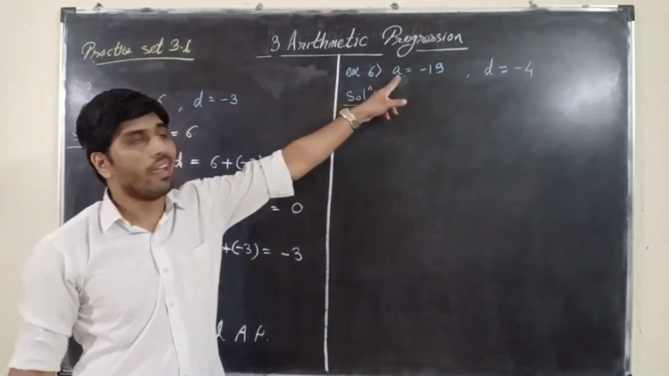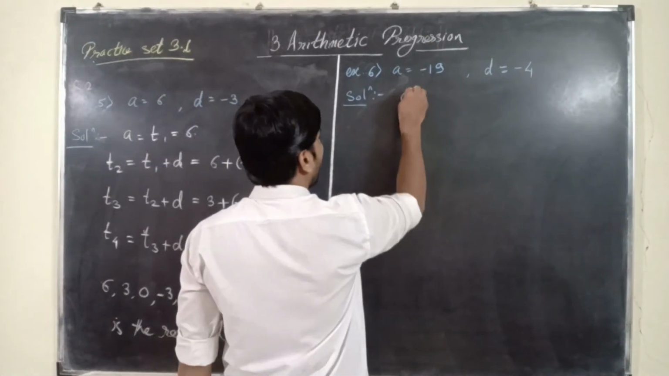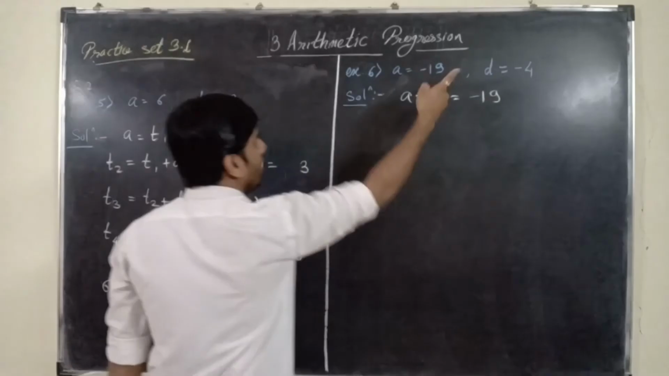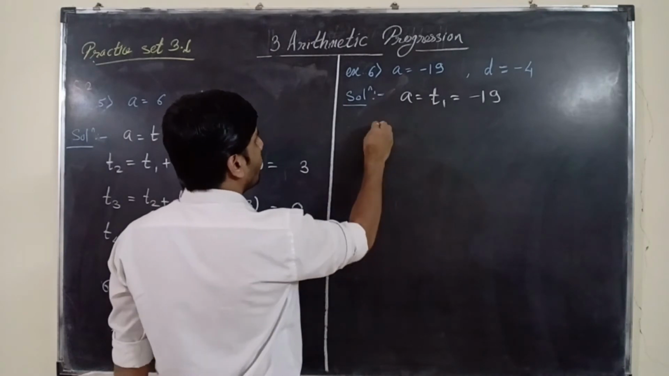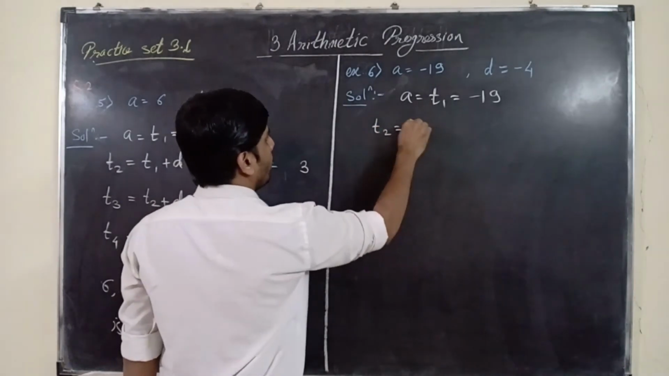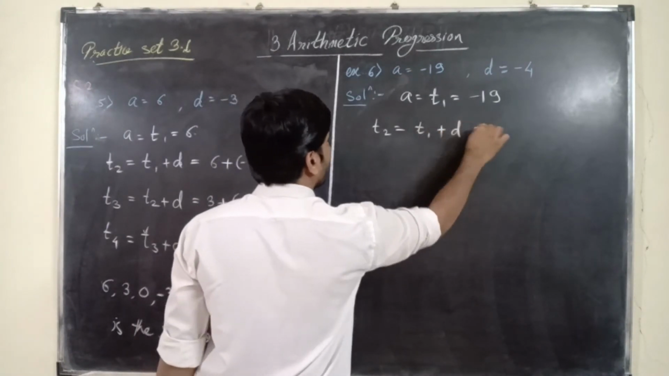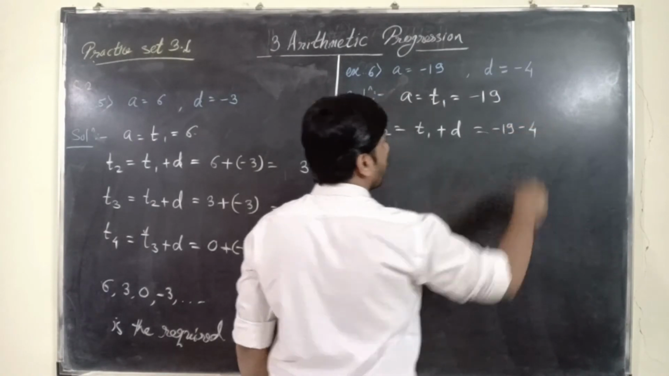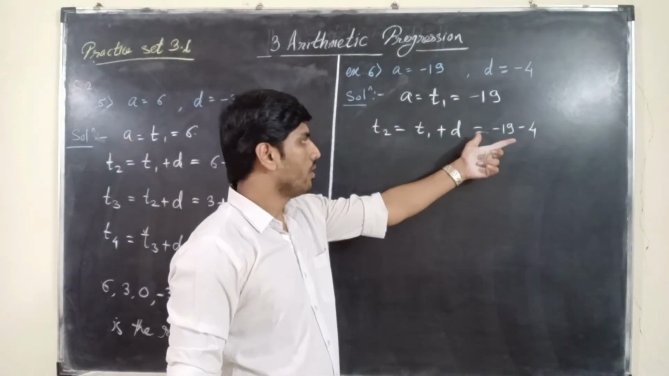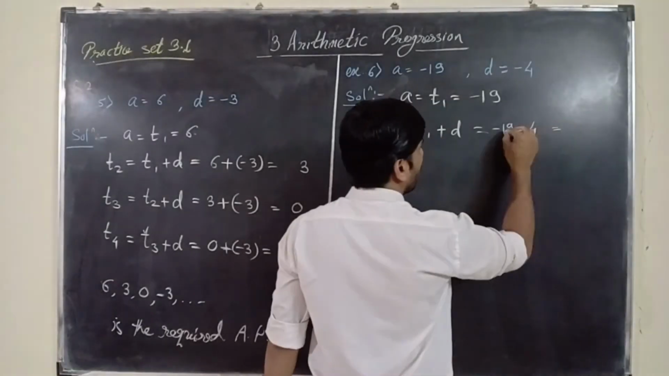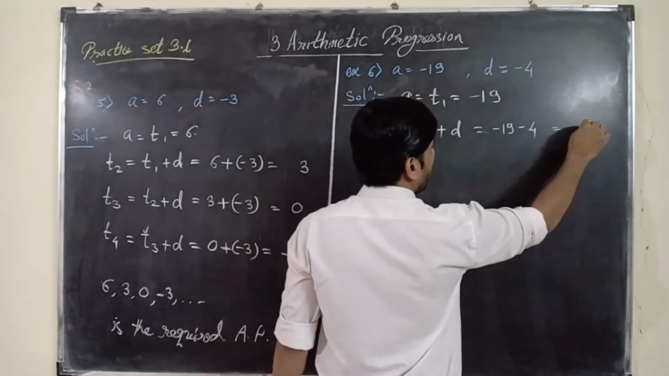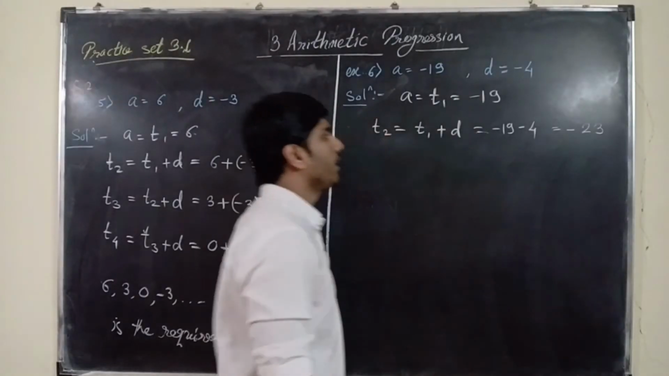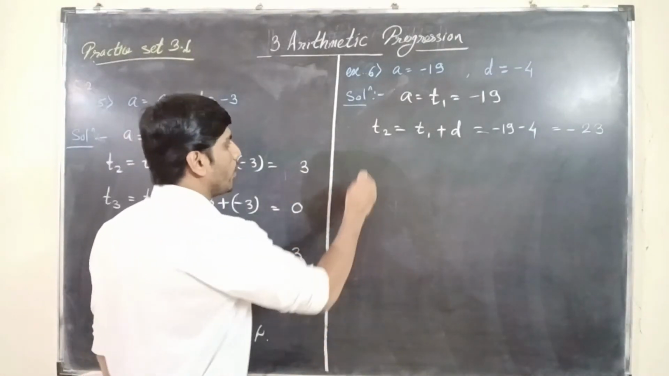Now again here A, which is also called as first term, so we will write A is equal to T1, which is equal to negative 19. Common difference is given, that is negative 4. Now we will find T2. We will add common difference in its previous term. So T1 is negative 19 and common difference is negative 4. Here signs are same, so addition will take place. 19 plus 4 will become 23 and greater number sign, that is negative. So second term we have got, that is negative 23.